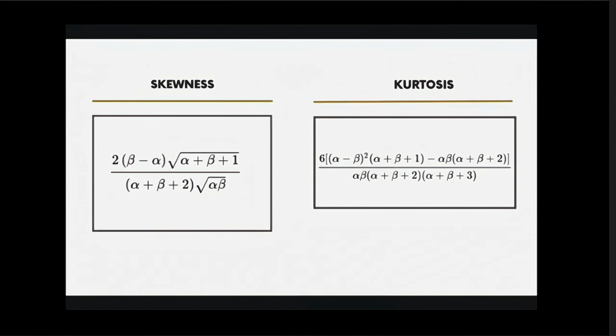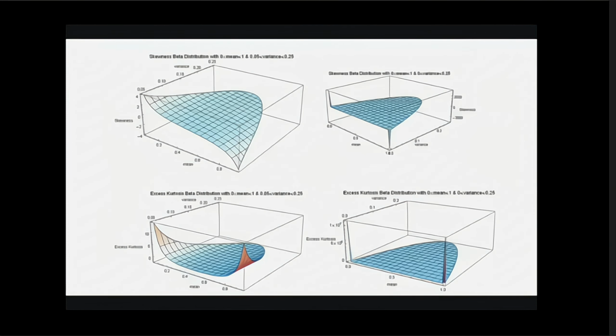Now, talking about kurtosis, this shows the peakedness of the distribution, whether it has a sharp peak or a flatter or more spread out shape. This would be the kurtosis formula. Now, the next is the graph. These 4 3D plots represent the behavior of skewness and excess kurtosis in a beta distribution as a function of the mean and variance.